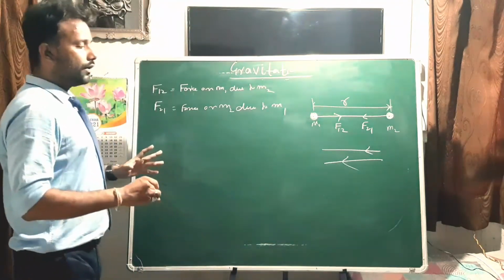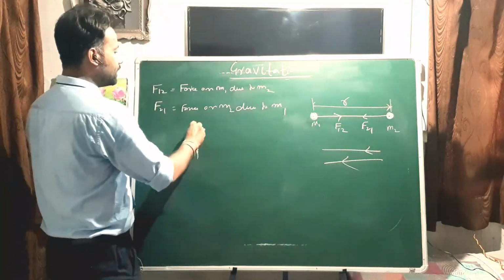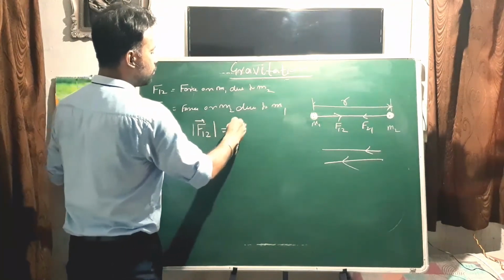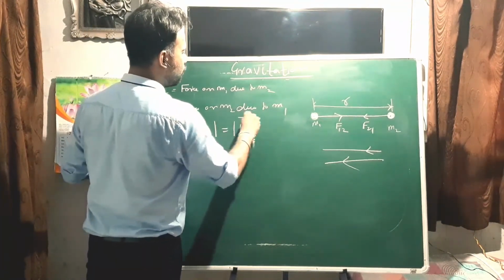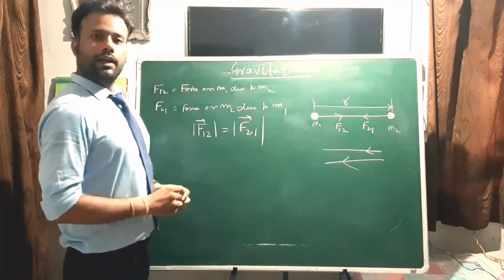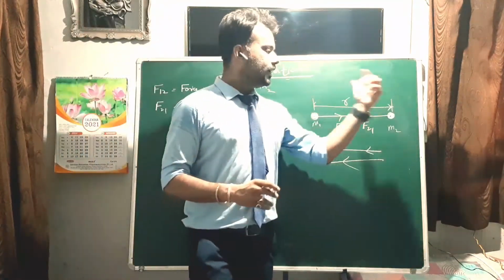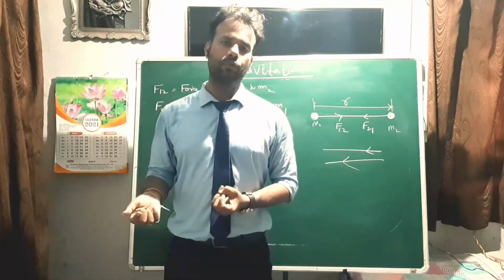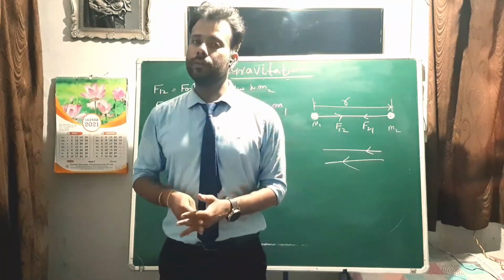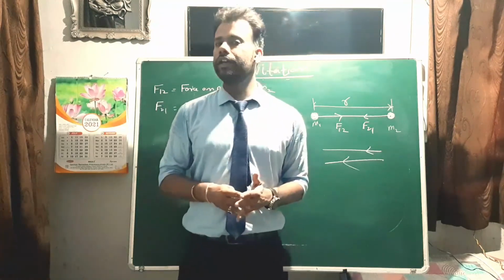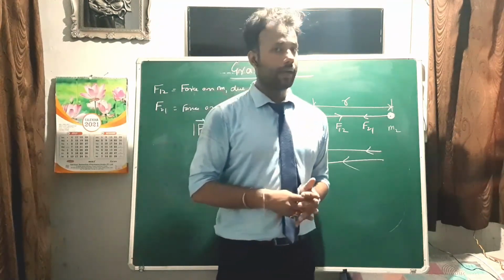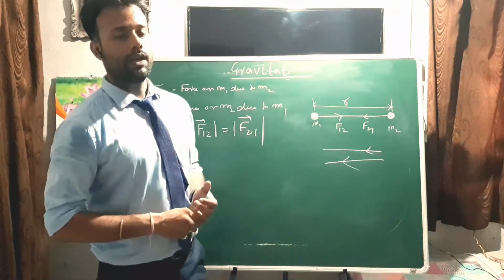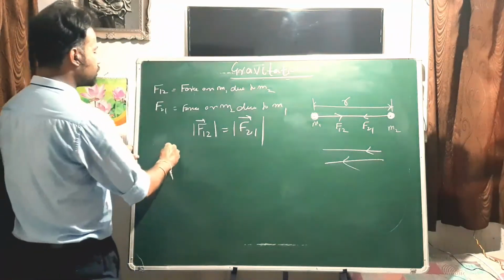Now if we find the magnitude, then the magnitude of F12 is equal to F21. That means if m1 is imparting 100 Newton force on m2, then m2 will also impart the same amount, that is 100 Newton, on m1. Right? So forces are equal and direction is opposite. That means they make an action-reaction pair.